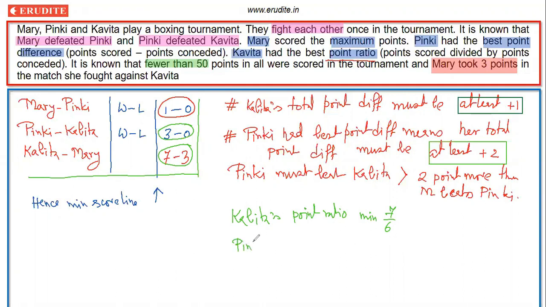Pinky must score at least 15 points and concede at least 3, with at least a 30 gap. Thus Mary Pinky's score line must be 13-12. That means here we will make this correction. It would be 13-12.